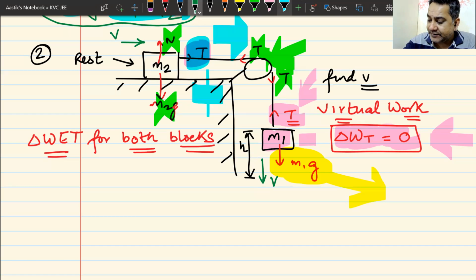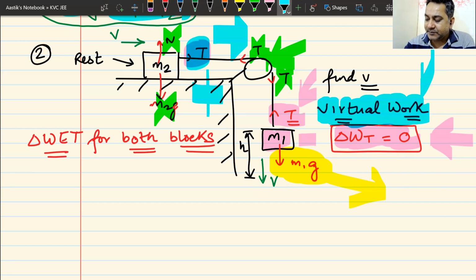We had also seen the virtual work principle, which I am now highlighting in blue. By the virtual work principle, the work done by tension on block m1 and block m2, if I combine it, would be 0. Why is it going to be 0? Because on one block, if it is positive, the same work would be negative on the other block. So we don't have to worry about the tension. Tension work done is 0.